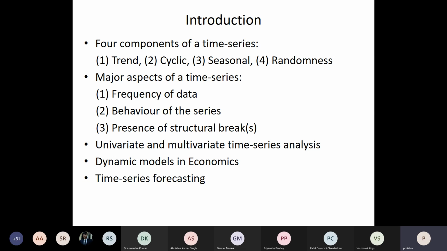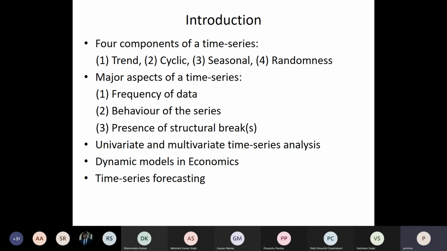Now these 4 components, maybe we can assume them to be additive. They can be in multiplicative form. Some components may be very strong and some others may have less presence. But broadly we say a time series has four components: the trend component, the cyclical part, the seasonal part, and randomness.